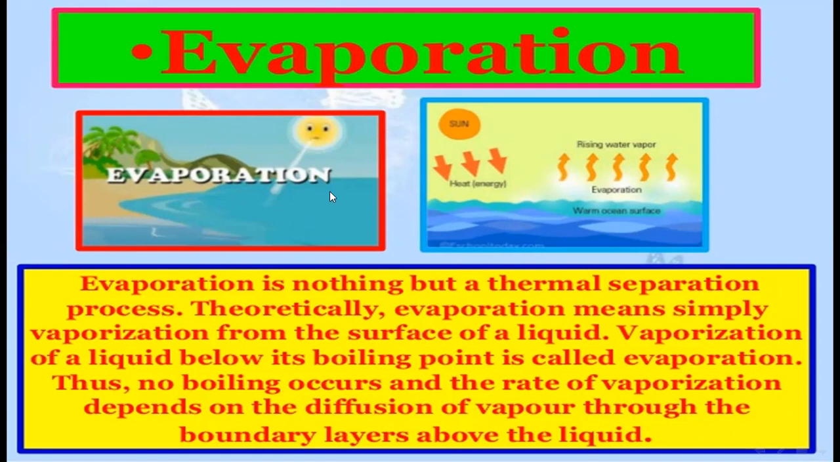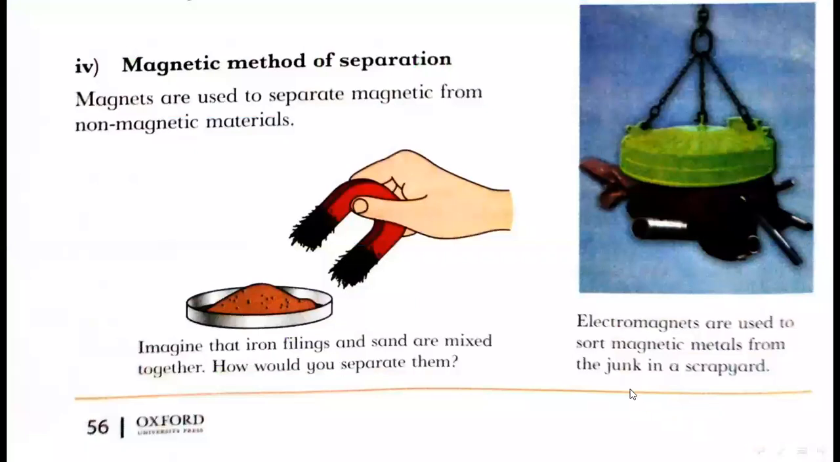I hope you understand this process. Next process is the magnetic method of separation. Magnets are used to separate magnetic from non-magnetic material. Magnetic material means iron filings and non-magnetic material means sand or sulfur.